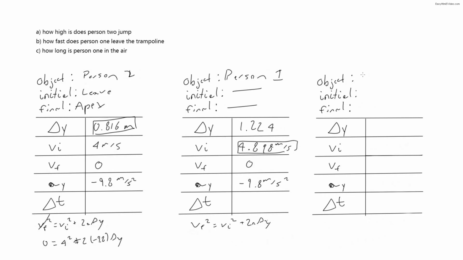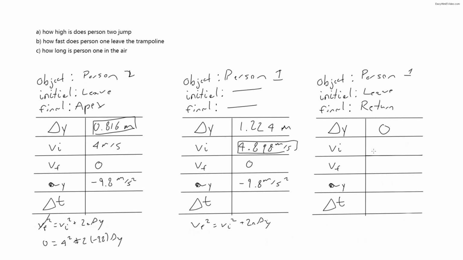And then finally, we want to figure out how long person one is in the air. In this case, it's a good idea to change what the initial and final states are. We want something that fully encapsulates how long they're in the air. So let's call the initial state when they leave the trampoline and the final state when they return to the trampoline, so a full jump. Delta y in this case is no longer 1.224 meters because it's the change between when they leave and they return. Since they leave and return to the same height, that's 0 meters.